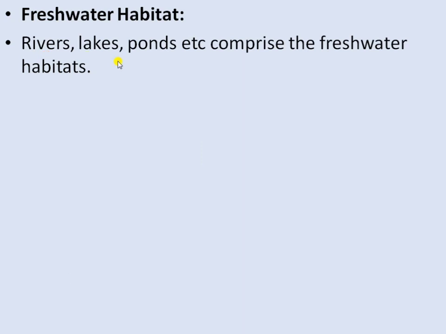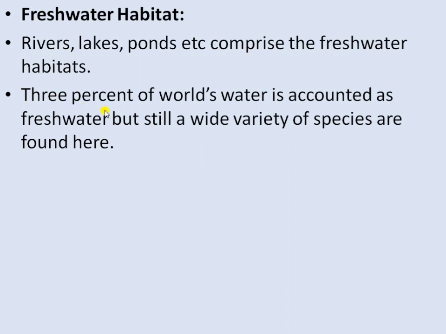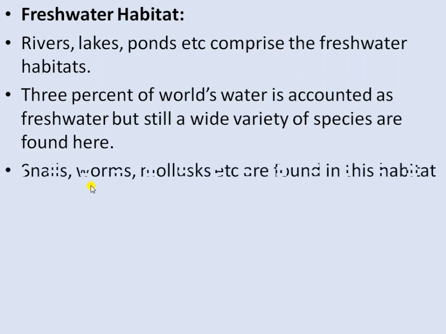Next is the freshwater habitat. Here the rivers, lakes, ponds, etc. comprise the freshwater habitats, and only 3% of the world's water is fresh water, but still a wide variety of species are found here. Snails, worms, mollusks, etc. are found in this freshwater habitat.